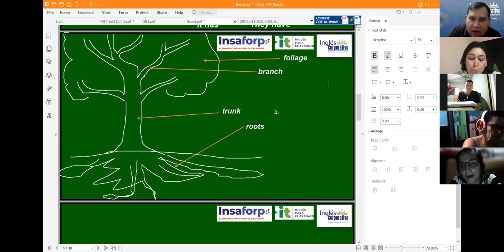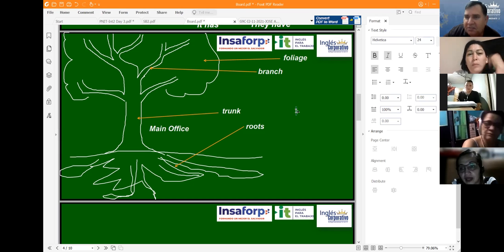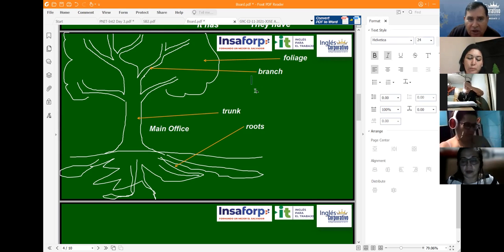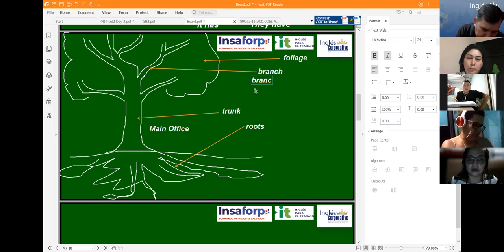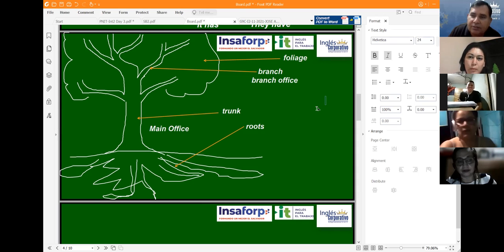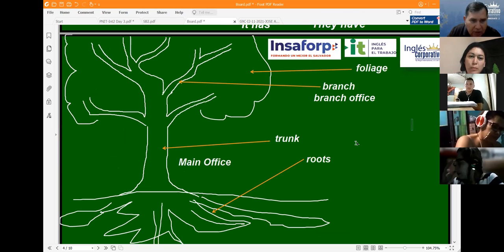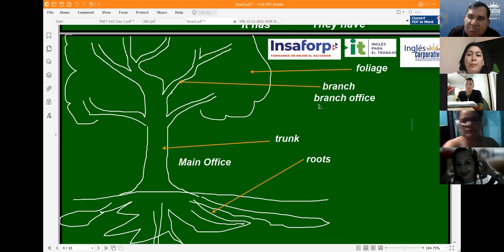The trunk in business is the headquarters, the main office. Or headquarters too. Yes, sorry. Headquarters comes from the military. That's why I didn't want to use it here, but yes, you can say headquarters. Main office and then branch office. What do you say branch office in Spanish? Sucursal, sucursales. Yes, sede central, main office, and sucursales. That could be the idea. Sorry about my drawing, but that's the idea for the concept.